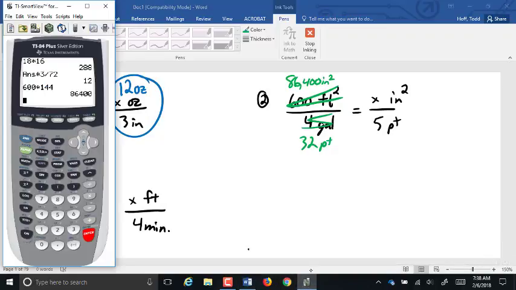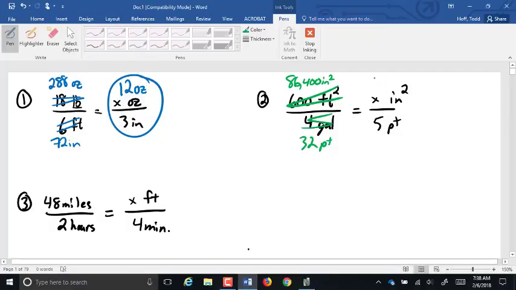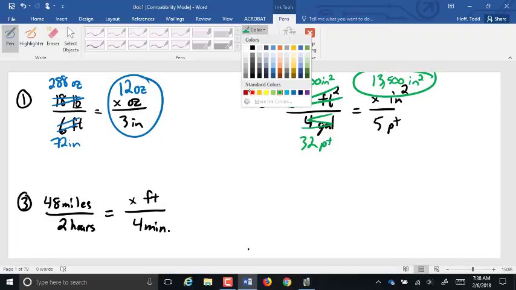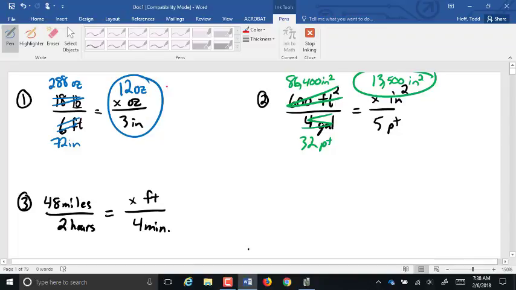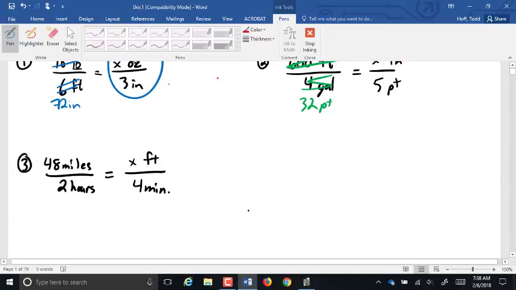So now, 86,400 times 5 divided by 32. 13,500 square inches in that 5 pints. Oh, sure. Actually, that would be in cups. No, you're right, quarts. The little hamster's really not getting on the wheel this morning.